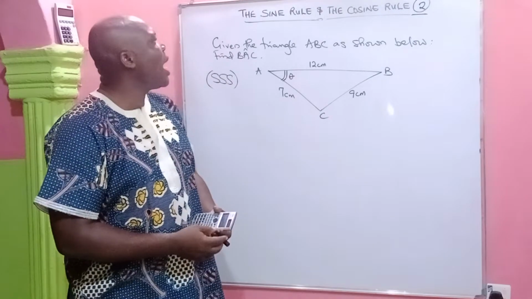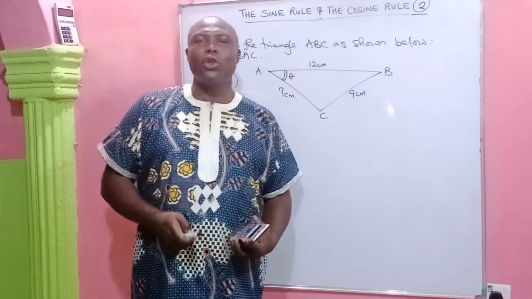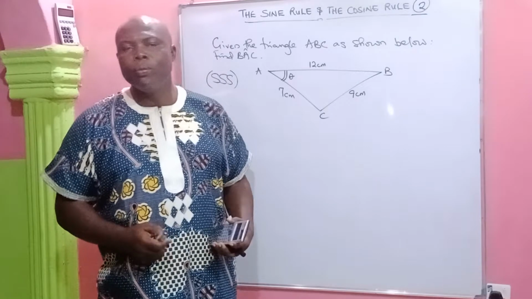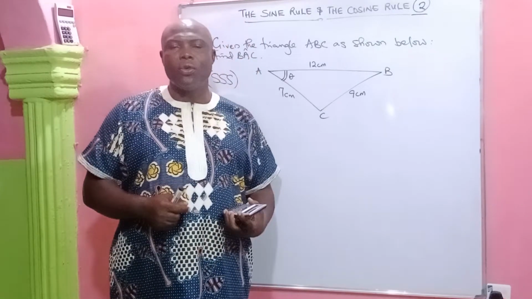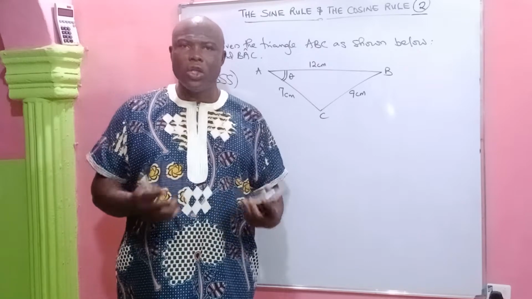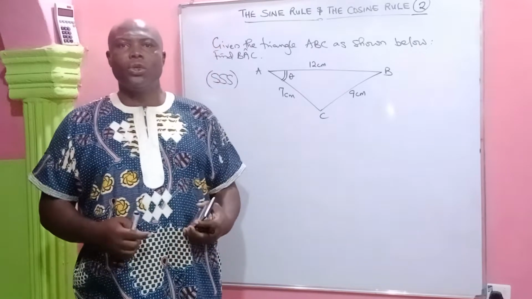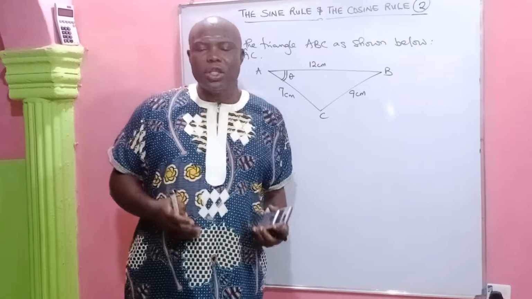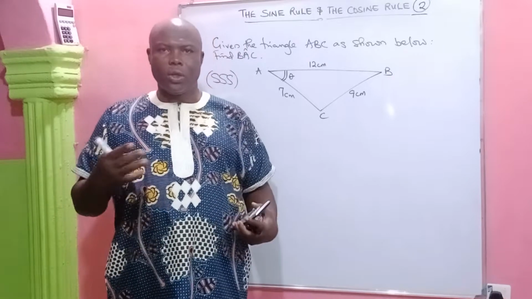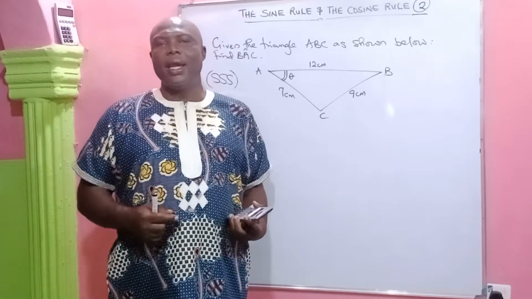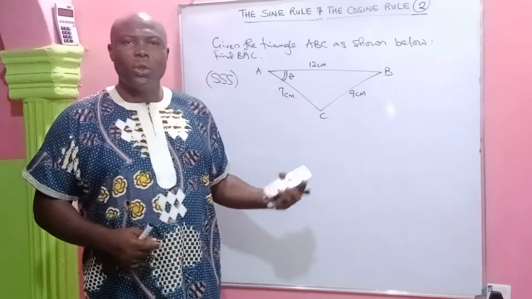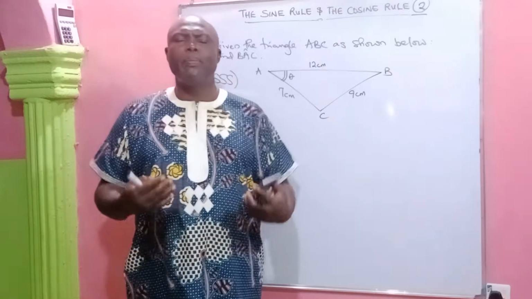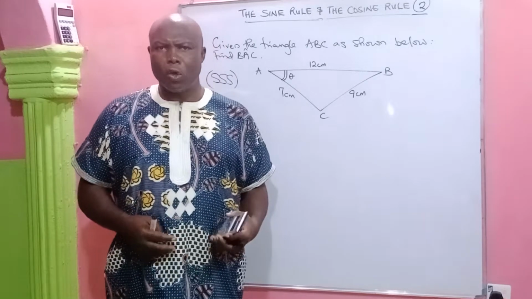All right, today we have the sine and the cosine rule, part 2. In the previous part of the sine and cosine rule, we discussed the condition for which you are to use the sine rule and the conditions for which you are to use the cosine rule. And we went ahead to solve problems that involved the sine rule. All right, so here in this slide, we'll be solving problems that involve the cosine rule.